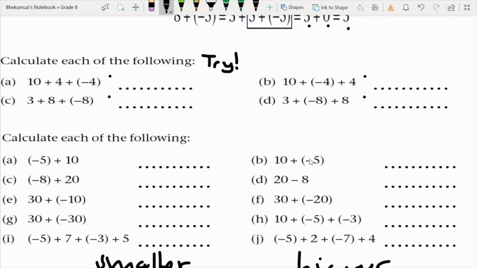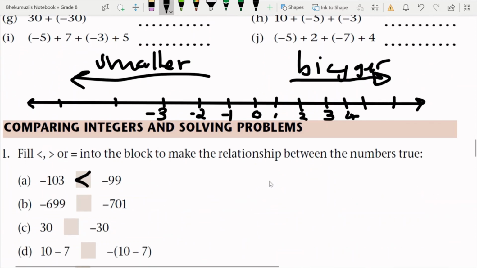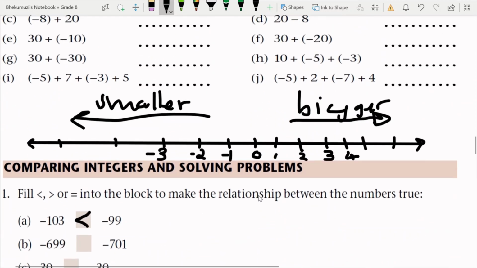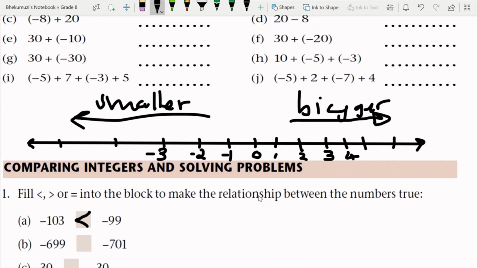Okay, so let's move on to something even more interesting. Now, when we talk about integers, there's a certain thing that we need to understand about integers, right? That we can actually look at integers in terms of bigger than, smaller than, and equal to, right? And in that case, what is actually happening there?